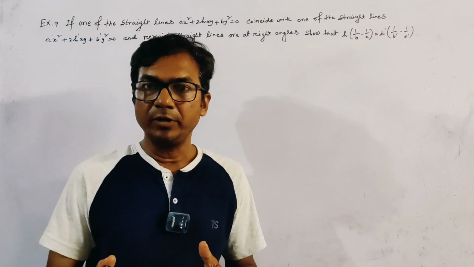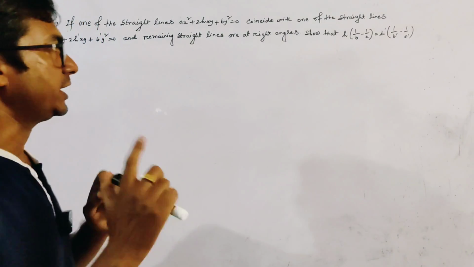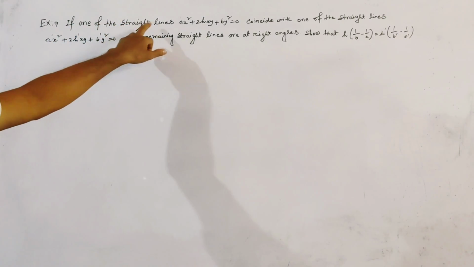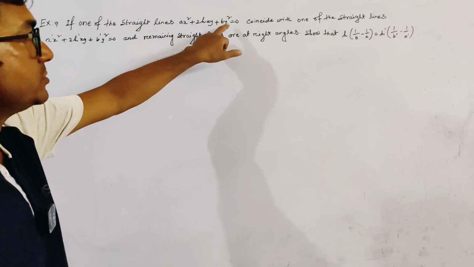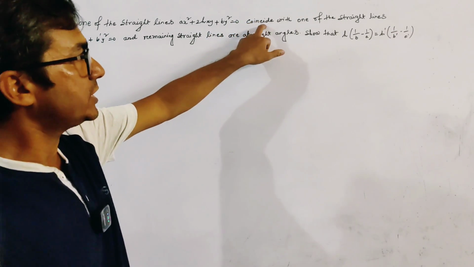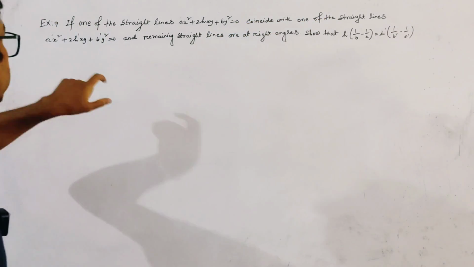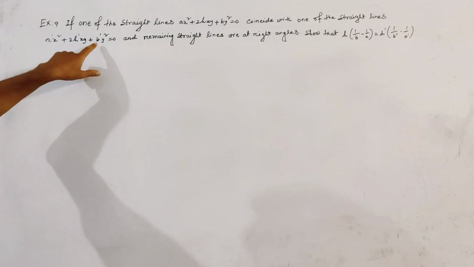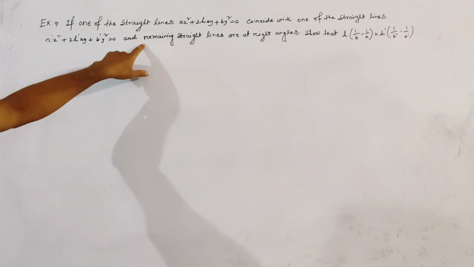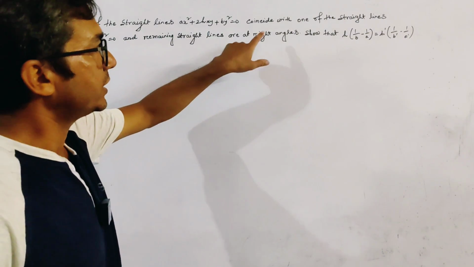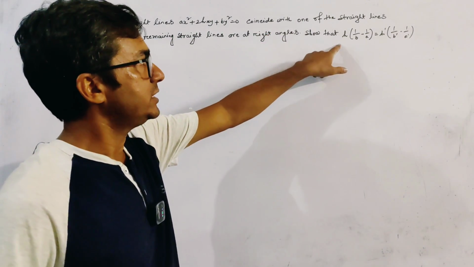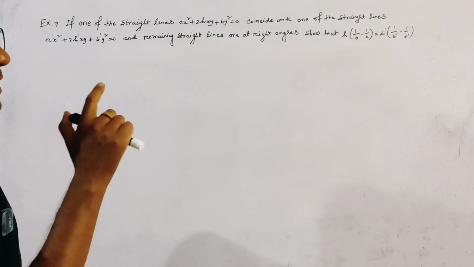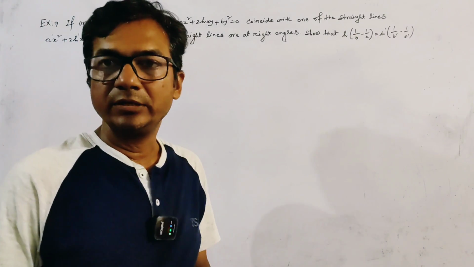This important problem from pair of straight lines: if one of the straight lines ax² + 2hxy + by² = 0 coincides with one of the straight lines a'x² + 2h'xy + b'y² = 0, and the remaining straight lines are at right angle, then prove that h(1/b − 1/a) = h'(1/b' − 1/a').